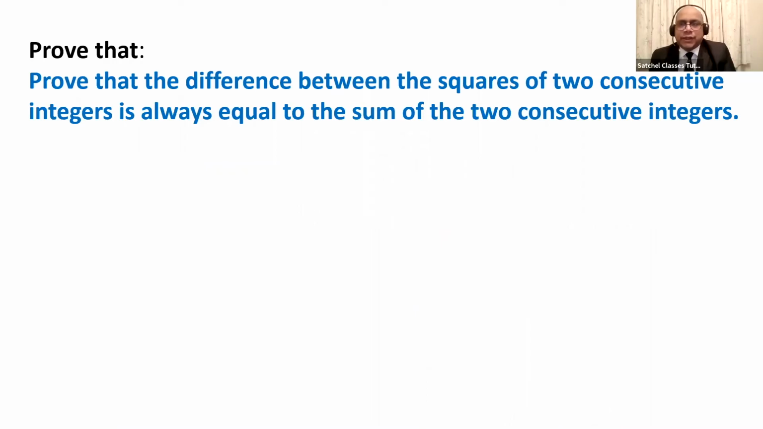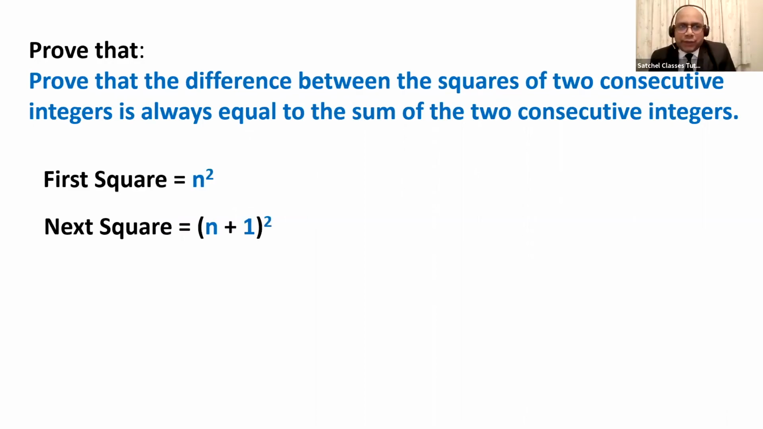Prove that the difference between the squares of 2 consecutive integers is always equal to the sum of 2 consecutive integers. Now this is interesting. Difference between the squares of 2 consecutive integers. So first, let's pick 2 consecutive integers, square them. So if one of them is n squared, the other one would be n plus 1 squared. Remember, these are consecutive integers. So they are next to each other. The second number has to be 1 more than the previous number. And then we square each of those integers. So if one of them is n squared, the other one will be n plus 1 the whole square, right?